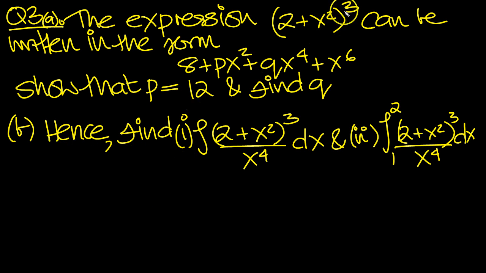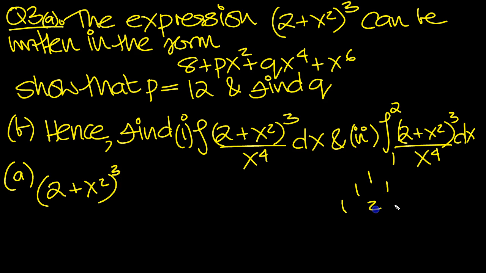So let's just use Pascal's triangle. It's the power 3, so it's the 1, 3, 3, 1 row. But we've got a 2 here, haven't we? So we've got to be careful here. So part A then, it's (2 plus x squared) cubed. Now Pascal's, here it is here, 1, 3, 3, 1.